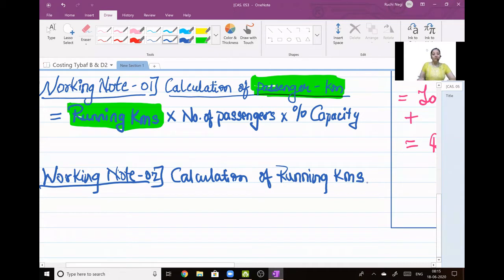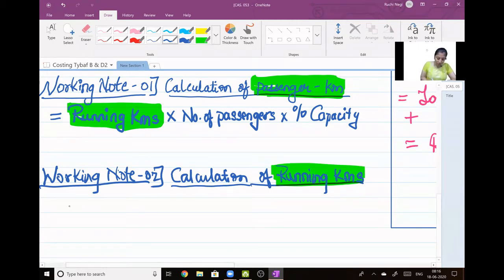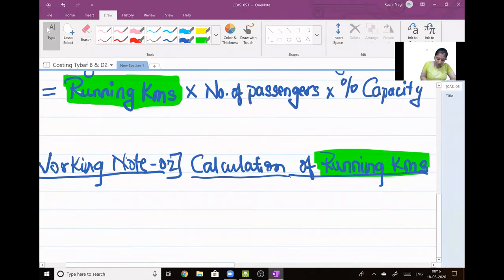Okay, I would always suggest you all to first write the formula, then see whatever information is given in the question. Whatever information is not there, calculate that first and then substitute in the formula. Okay, how we do in maths? Same way. Then calculation of running kilometers. Okay, now let us see what is this running kilometers. What is the formula for running kilometers?